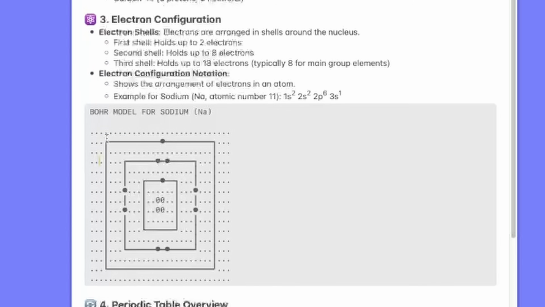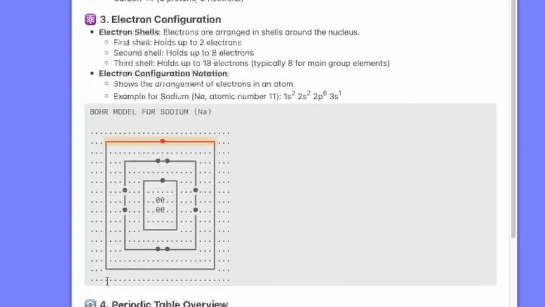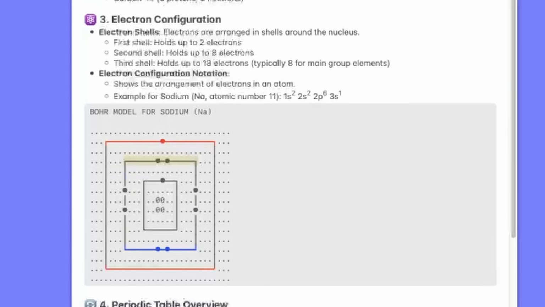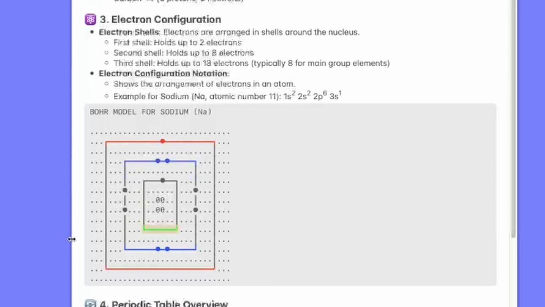So if I wanted, I could maybe color code the shells, these little orbits around the atom, in different colors. So let's say that the outer shell is red. So I'm going to select this text and I'm going to make it red, maraschino. Now I can do the same here for maybe this one is going to be blue. And the one inside could be maybe green, spring.